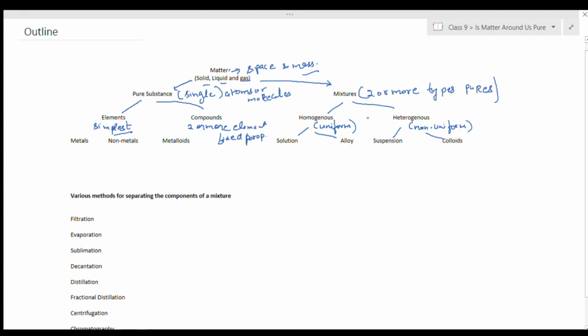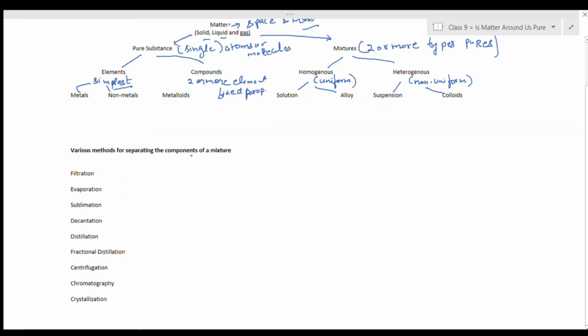We'll be covering these topics in detail in the later videos. Now come back to elements. Elements are classified as metals, non-metals, and metalloids. Again, we'll be studying these topics in detail in the later videos.